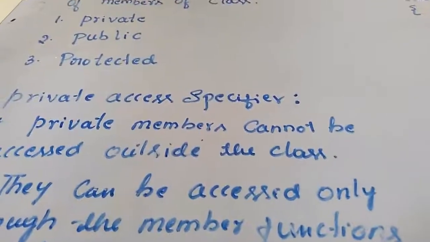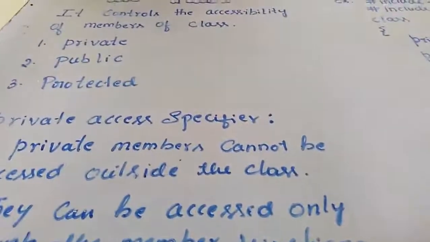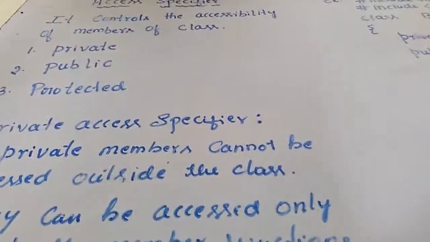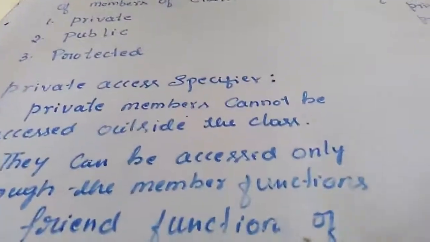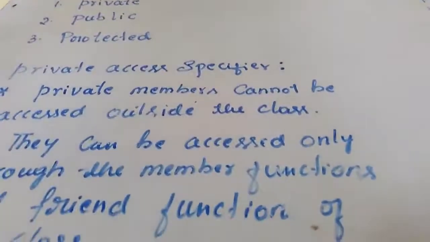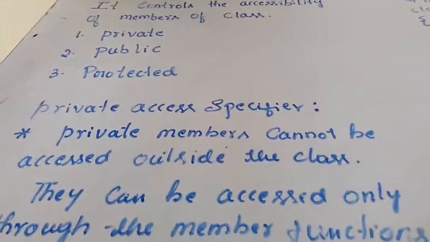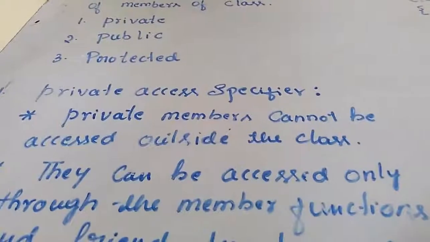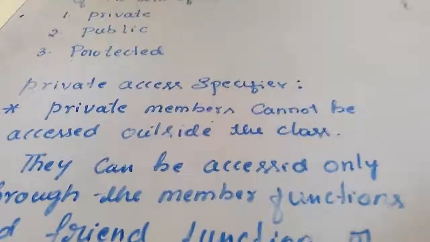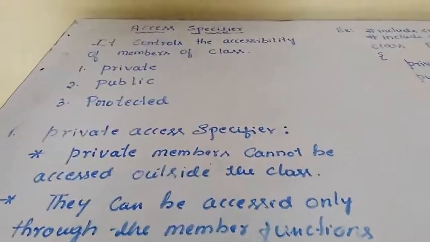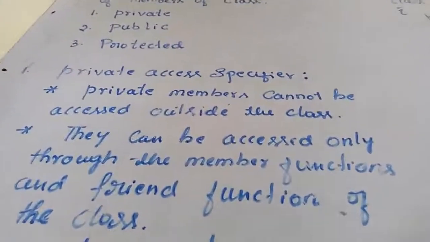One thing you should remember, how to explain this access specifier. You must keep these 3 points in your mind. What are those? Where we can access those members, where we cannot access them, and whether they are inherited or not. See here, the very first point: private members cannot be accessed outside the class. So a non-member function cannot access private data. Then who can access private data? They can be accessed only through the member function and friend function of that class.